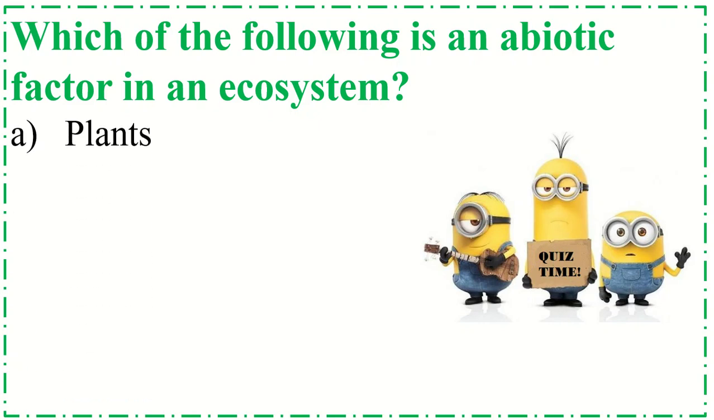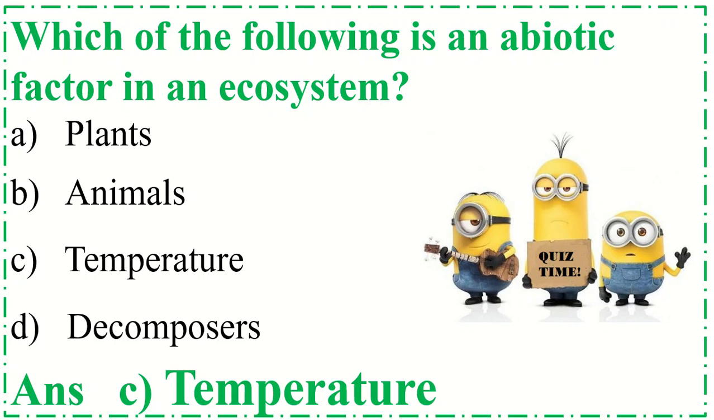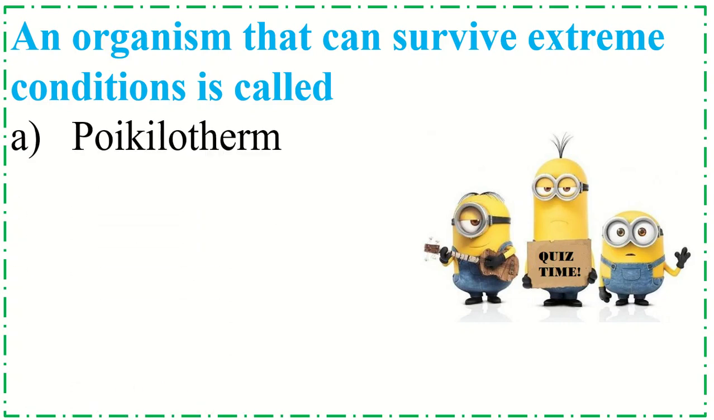Which of the following is an abiotic factor in an ecosystem? Option A, plants. B, animals. C, temperature. D, decomposers. Correct option is C, temperature.